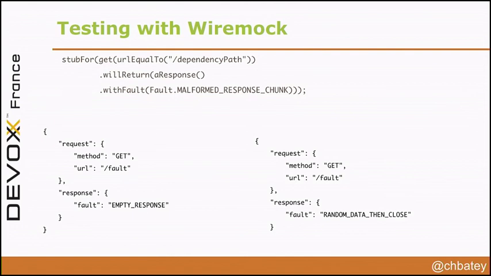So Wiremock has these awesome faults. This is the JSON API when it's a separate process. This is the Java API. So you can get Wiremock to do random data and then close. And it's hilarious what certain clients will do when this happens, and how often it will change between versions. Or empty responses. So that's where Wiremock can help you.